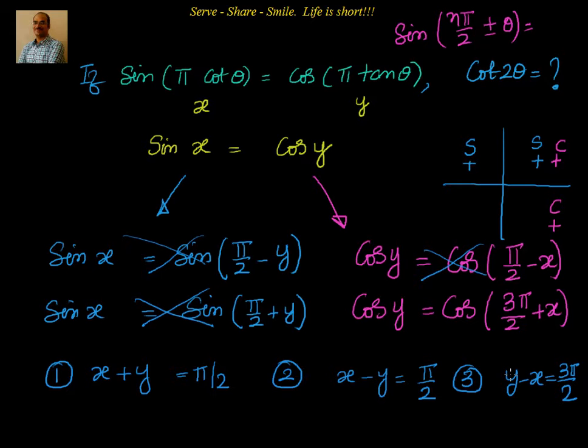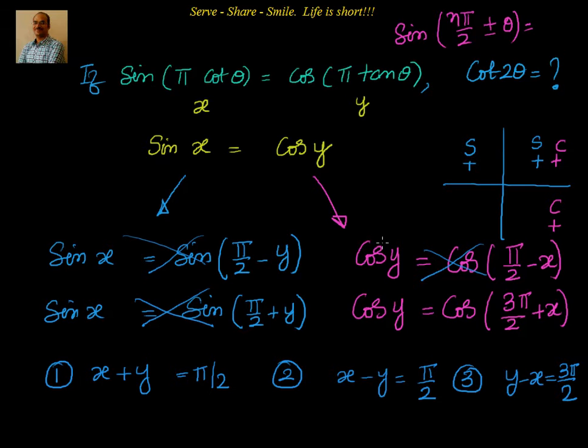So I hope we are okay till here. Let me just repeat again. We have been given the sine of an angle equal to the cos of another angle. So there are four ways we can write it, such that on both the left hand side and right hand side I have the same trigonometric function.